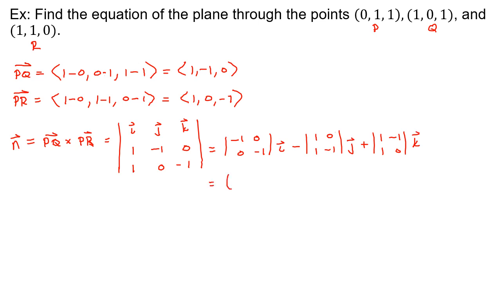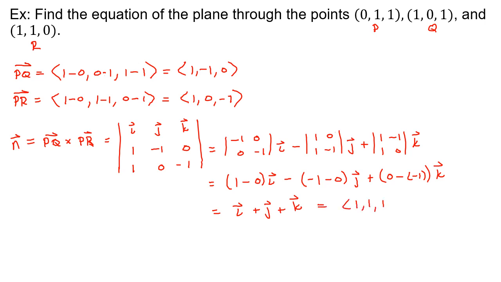So I have -1 times -1, which is 1, minus 0 times 0, which is 0. I have 1 times -1, which is -1, then minus 0. And I have 1 times 0, which is 0, minus 1 times -1, which is -1. So this gives me i, j, and k, or the vector (1, 1, 1). I laugh because it's kind of ironic that it came out to be 1, 1, 1. Okay, now I have a normal vector.